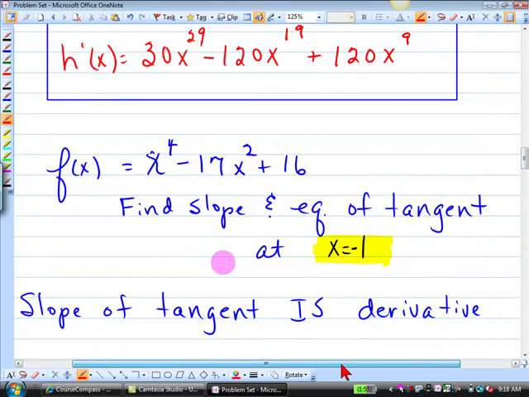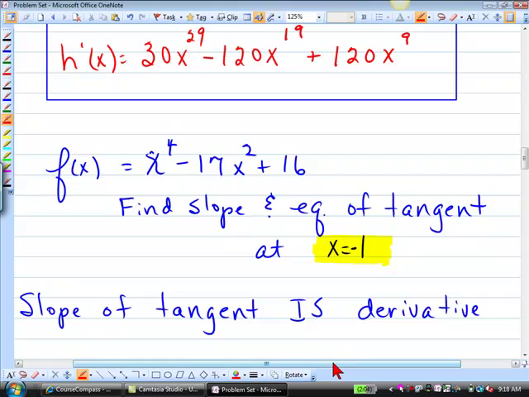This one gives you f of x is equal to x to the fourth minus 17x squared plus 16. And it says find the slope and the equation of the tangent line at x equals -1. This was all discussed in chapter 11 of this book about the tangent line and that the derivative is the slope. So all they're doing is pulling that in and saying, okay, now you know how to find the derivative pretty well of these basic ones. Let's find the equation of a tangent line.